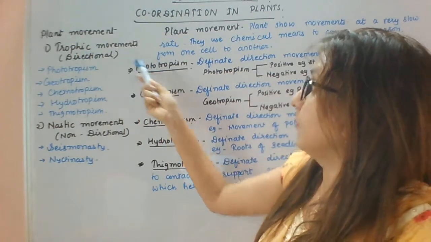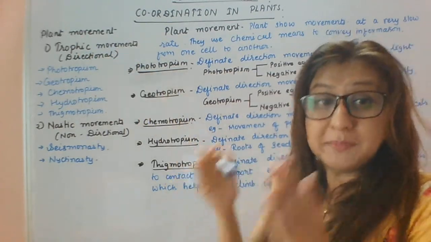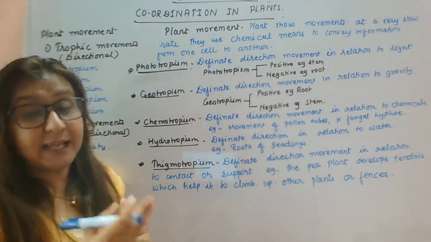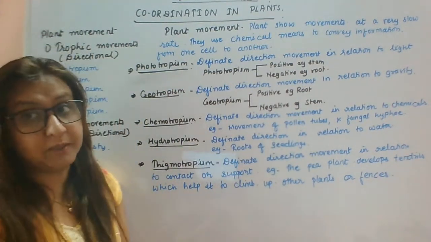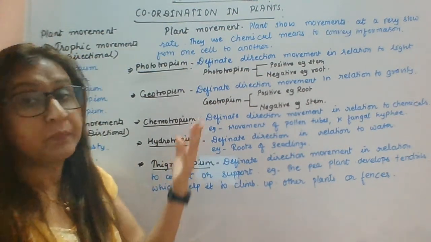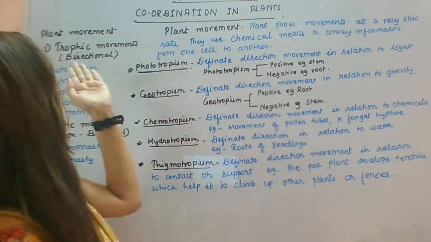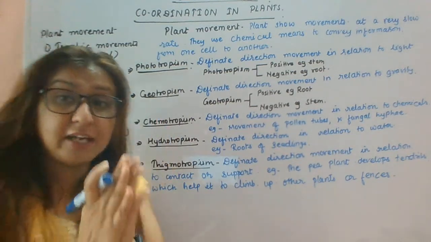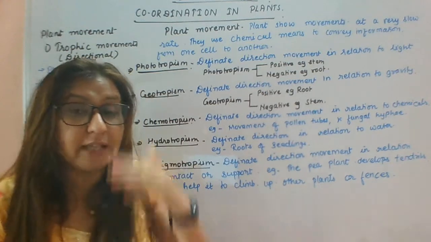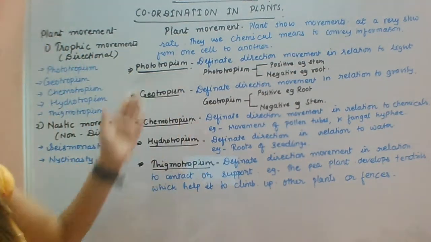First, trophic movements. Trophic movements means directional. Whenever the movement takes place in the direction of something, there are many examples of these trophic movements. Whenever any movement takes place with respect to any direction, that is called trophic movement. Now I am explaining one by one.